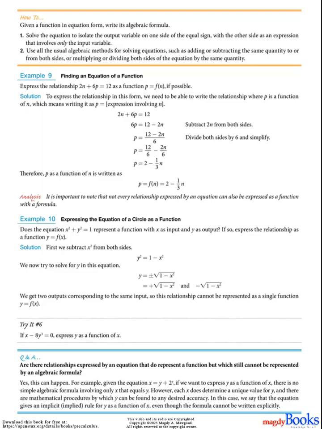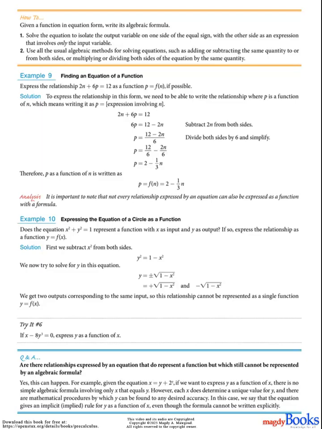2n + 6p = 12. 6p = 12 − 2n. Subtract 2n from both sides. p = (12 − 2n)/6. Divide both sides by 6 and simplify. p = 12/6 − 2n/6. p = 2 − (1/3)n.